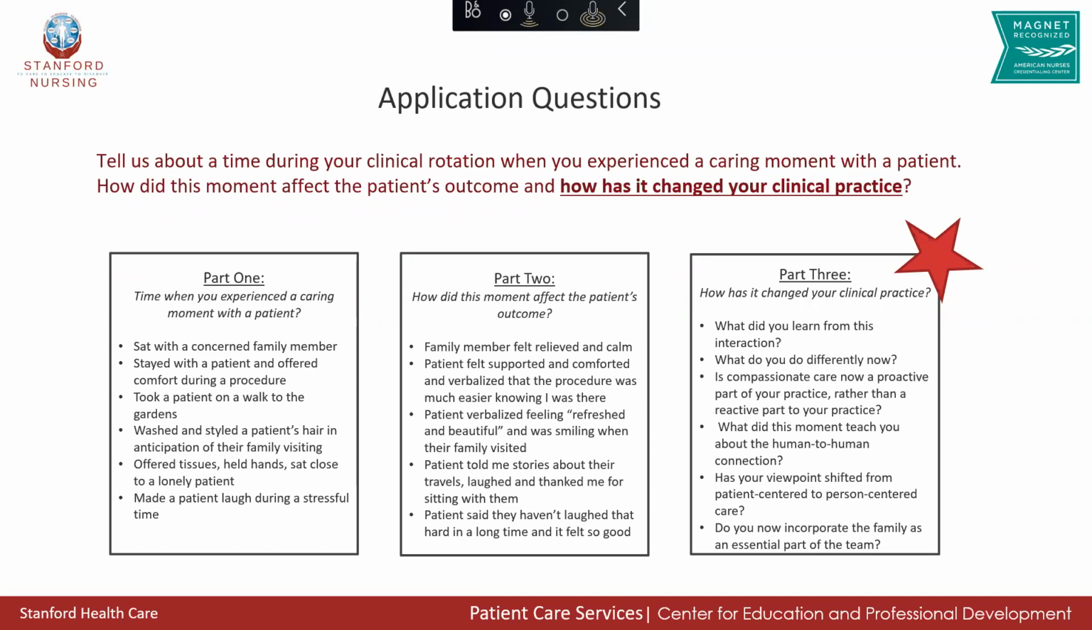You may want to ask yourself some questions. What did I learn from this interaction? What do I do differently now? Is compassionate and caring care now a proactive part of my practice? I just do it rather than maybe reactive, waiting for someone to request. What did this moment teach me about human to human connection? Has my viewpoint shifted from patient-centered to person-centered care? Do I now incorporate the family as an essential part of the team? So think of your experience and ask yourself questions to determine, what do I do differently now based on that experience?